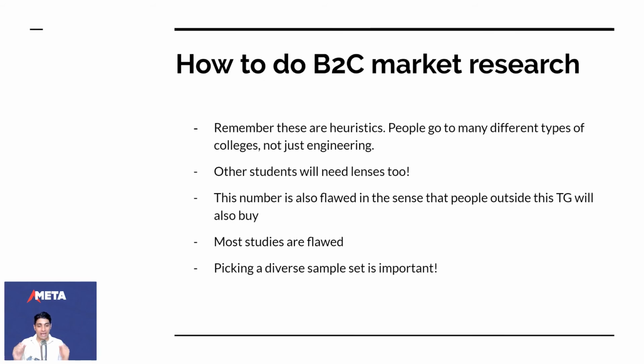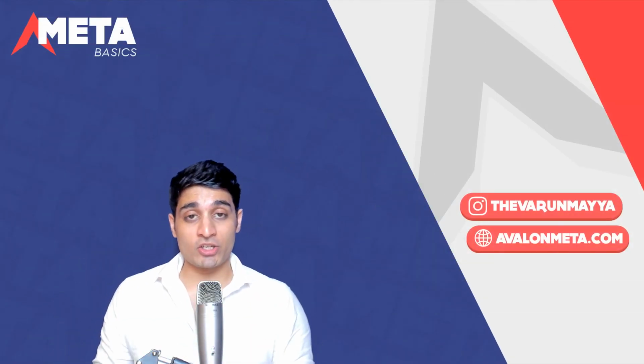Picking a diverse sample set is important. In the case of these lenses, you can't go to people specifically who already wear lenses. So you need to have enough distribution. Preferably you're able to go in blind, which is why online surveys work well, because you can't specifically differentiate people before you give them the survey itself. So that's that for how to quickly run B2B and B2C market research.